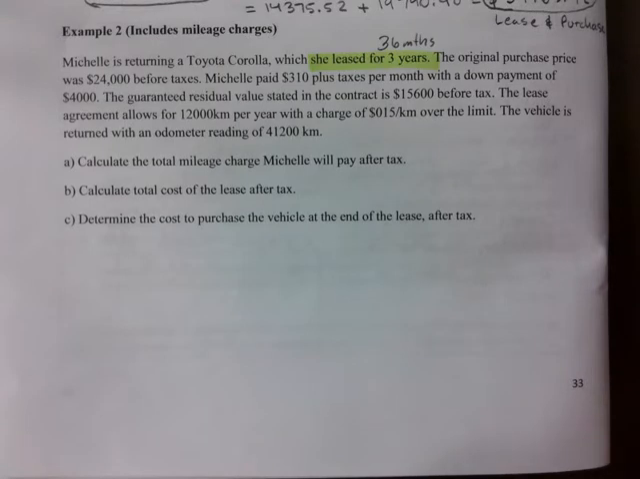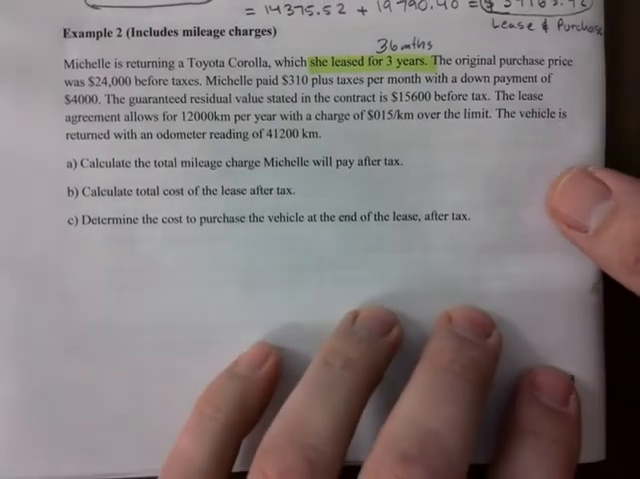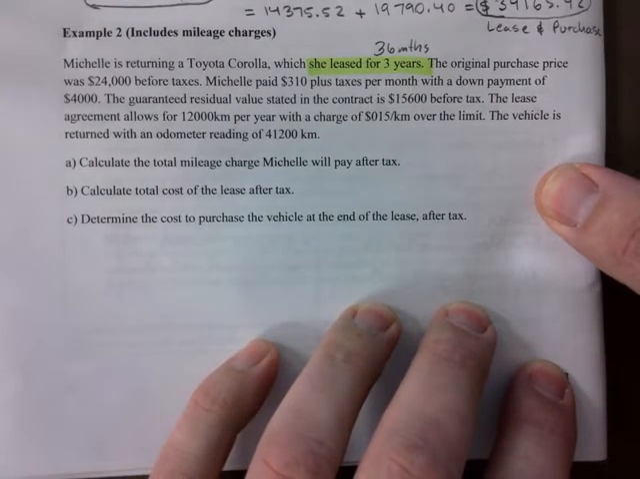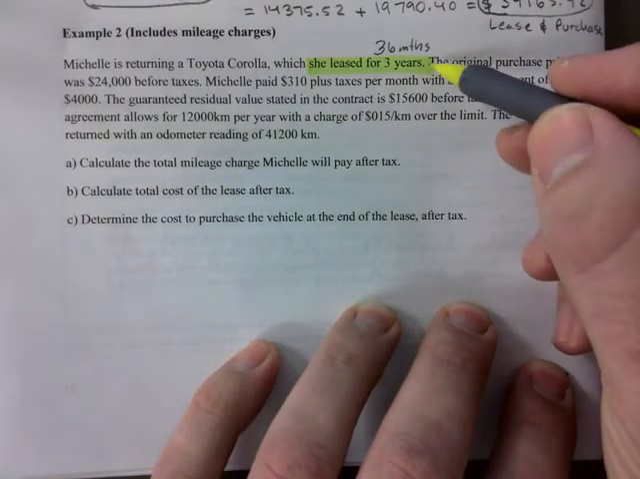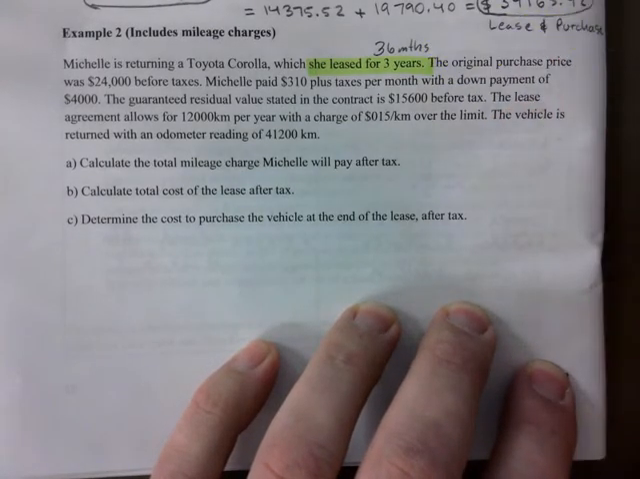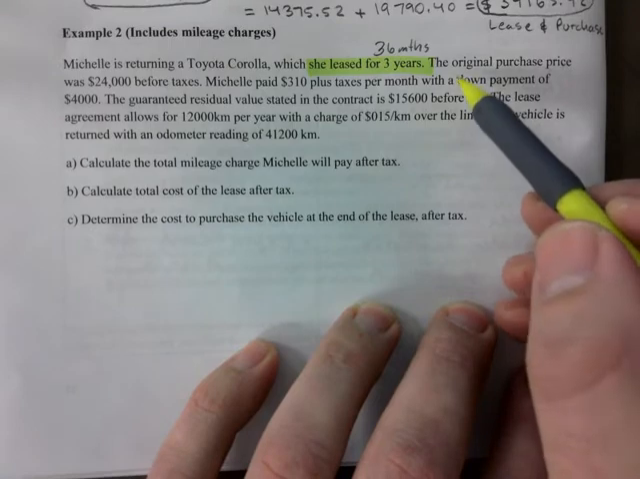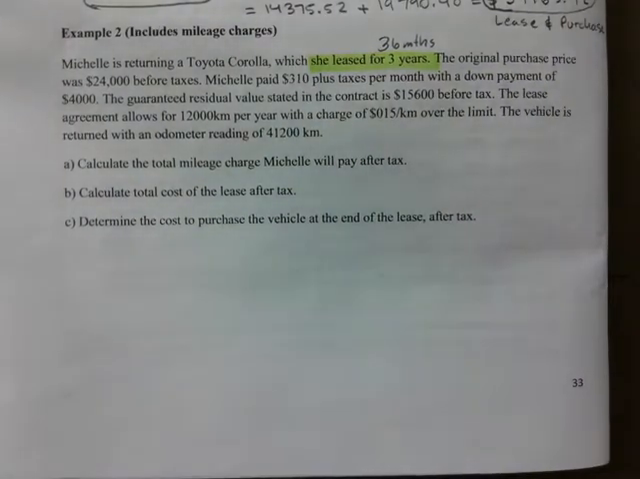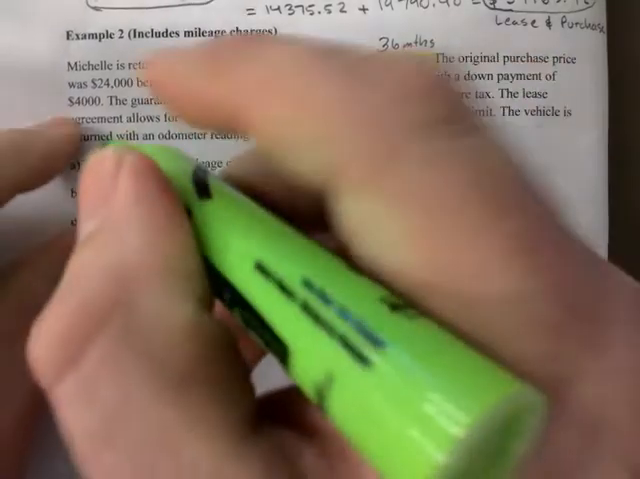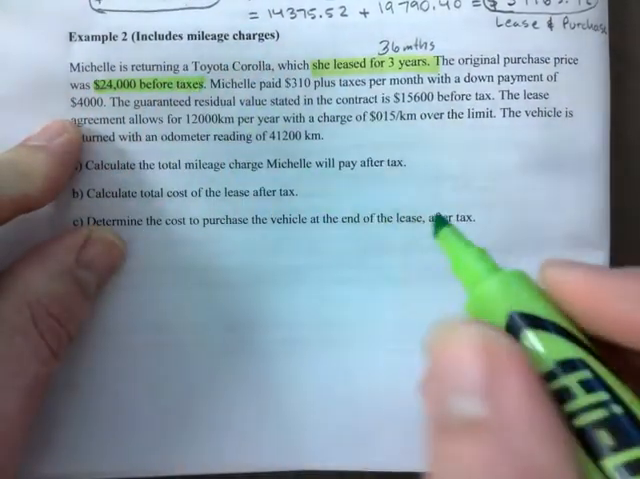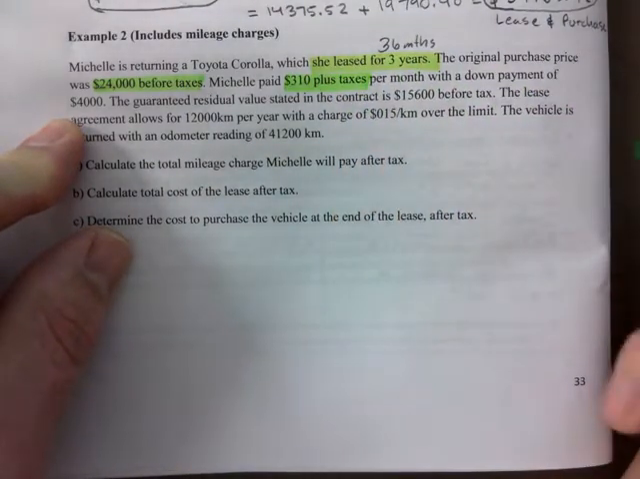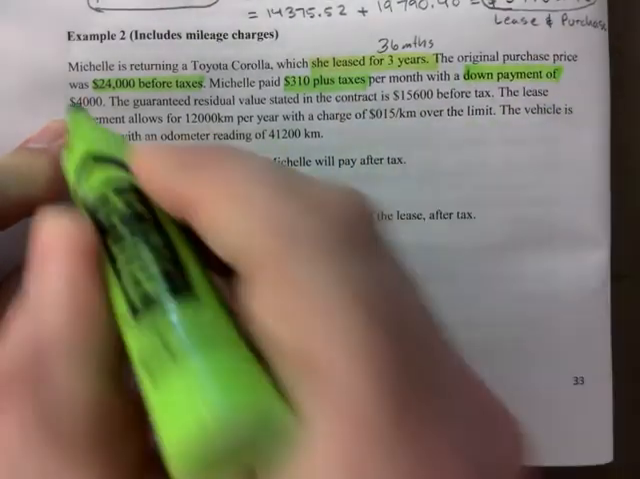Yeah, leasing is on the quiz. Yes. Okay, so here we go. Michelle is returning a Toyota Corolla. She has leased it for 3 years. So I already put down the months because with leasing, we kind of want to stick to months. The original purchase price was $24,000 before taxes. So we'll just highlight that. There's a $310 plus tax monthly payment. There's a down payment of $4,000.